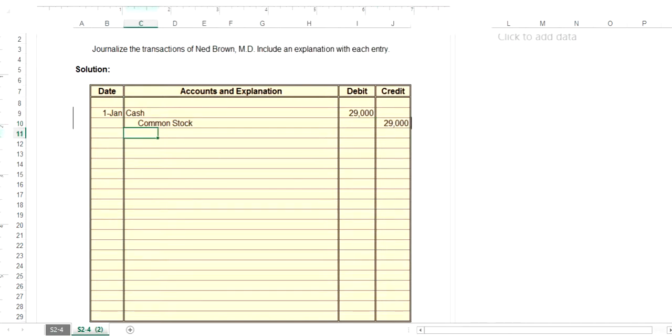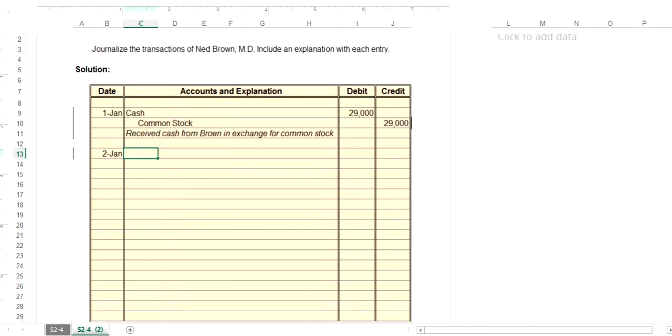So you can see we listed our debit entry first and then our credit entry. And then we're going to give it a short explanation. We'll say we received cash from Brown in exchange for common stock. Okay? So let's move on to our next transaction in our list. On January 2nd, it says we purchased medical supplies on account for $14,000. So it's January 2nd.